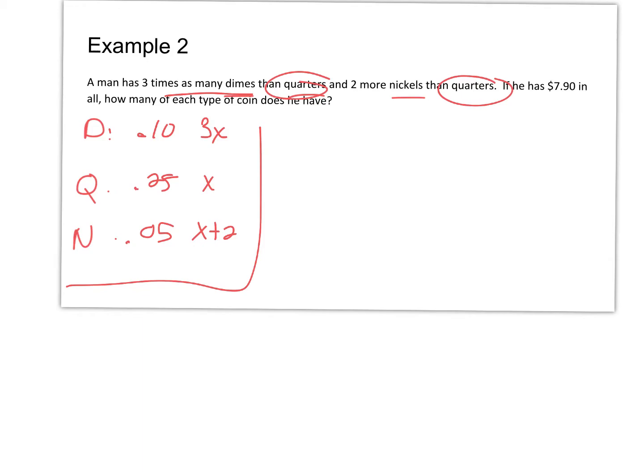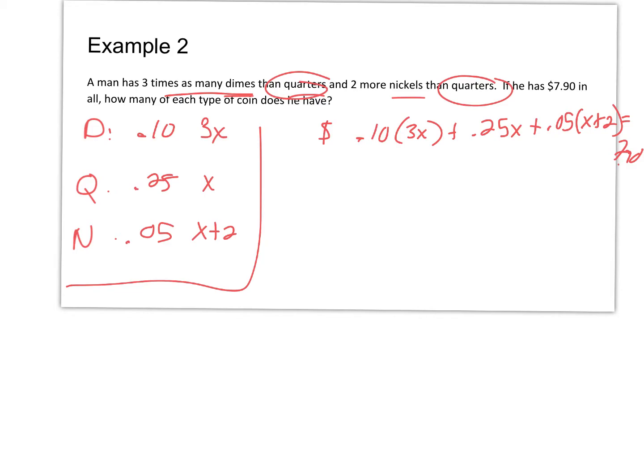So now at this point, we're going to start creating our equation. So again, let's start our equation first with the money. So we have 0.10 times 3x plus 0.25 times x plus 0.05 times (x plus 2). That's going to equal 7.90.